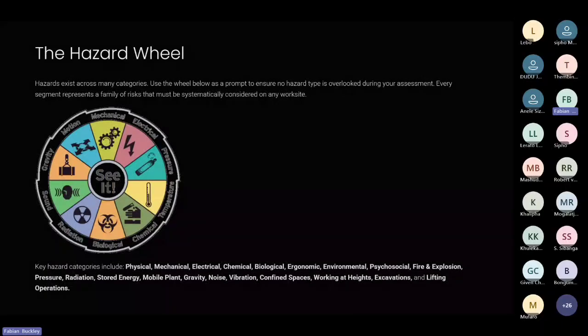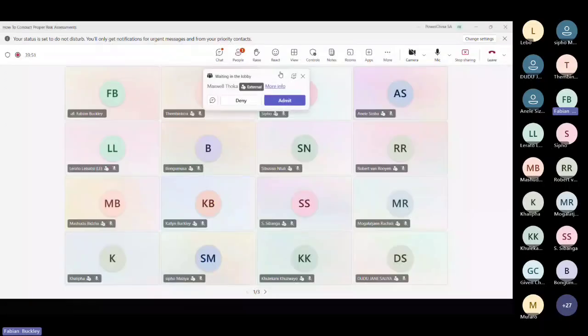Sound, as I've mentioned already, anything normally above 85 decibels. But you can have, as I said, under 85 decibels, but for a long period of time.